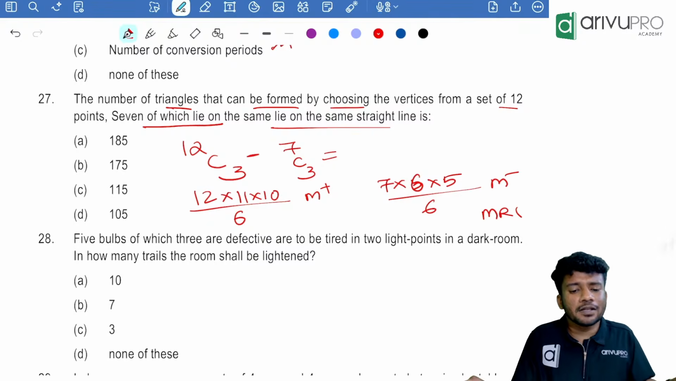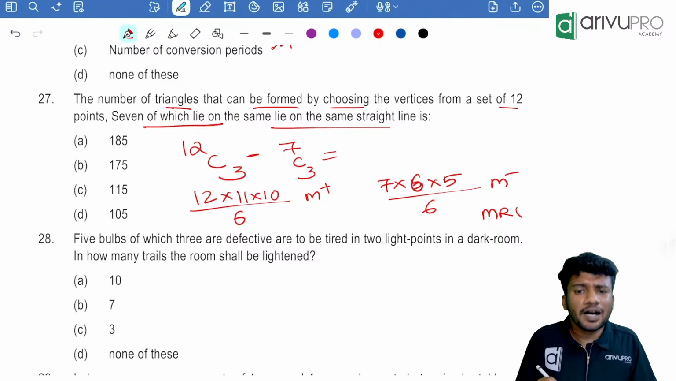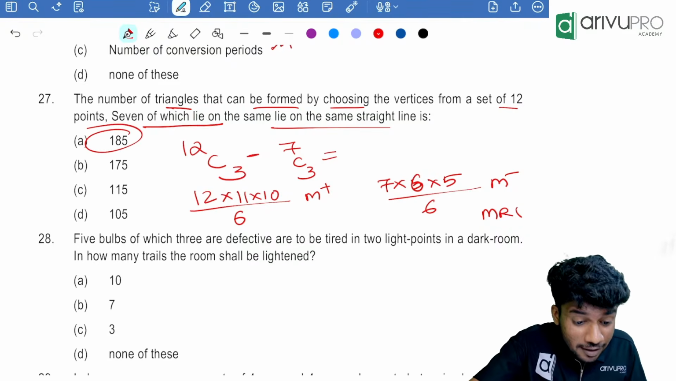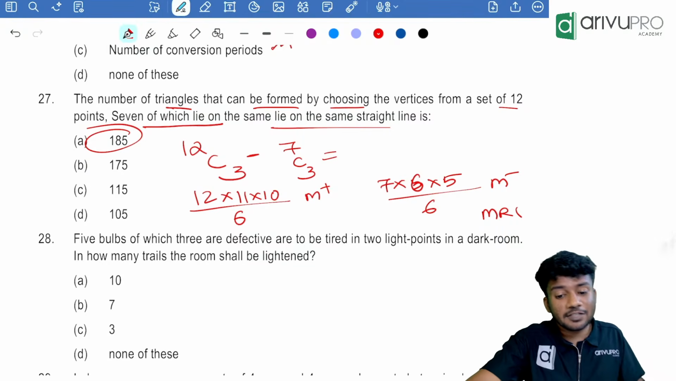Then click what, people? MRC. How much are you getting, people? Are you getting 185? Yes. Take your calculator and cross check along with me. Right answer, Ligita. Right. Well and good.